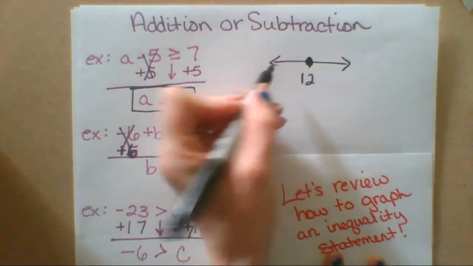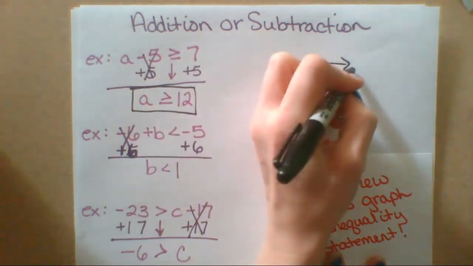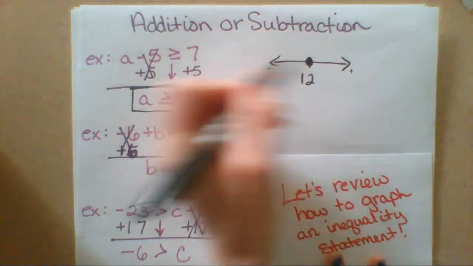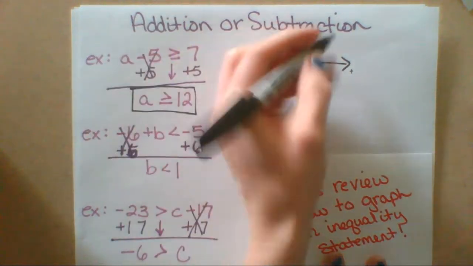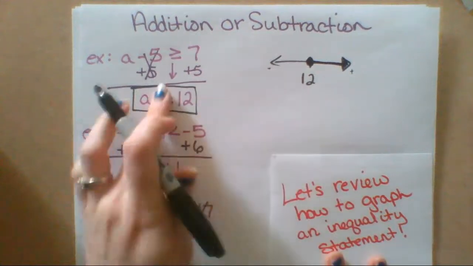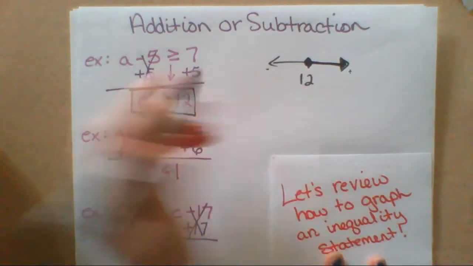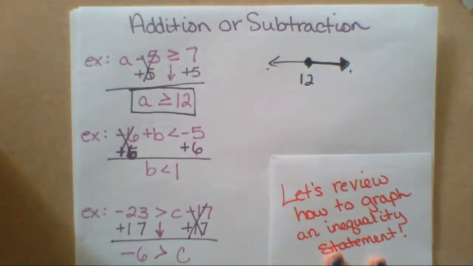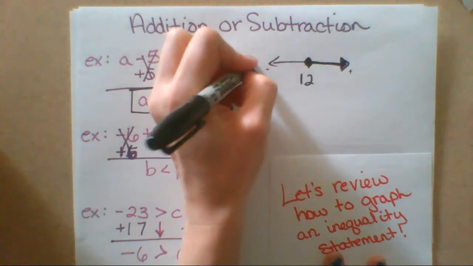I'm looking at your number line. These are your negatives, these are your positives. So when we go greater on the number line, we are going to the right. And that's that one. This is the graph that represents a. Now b.